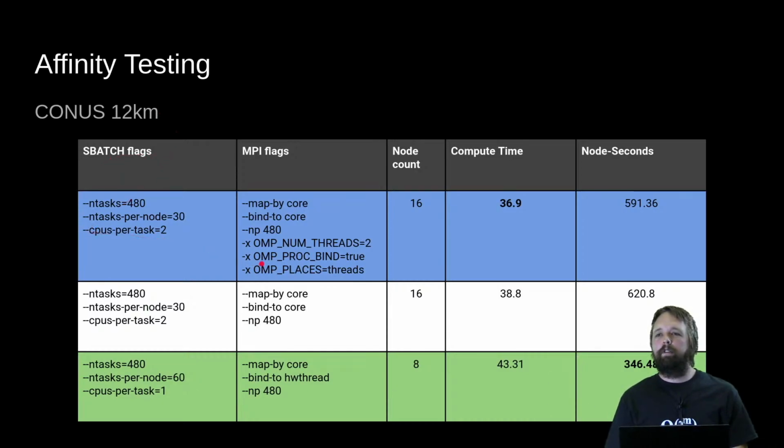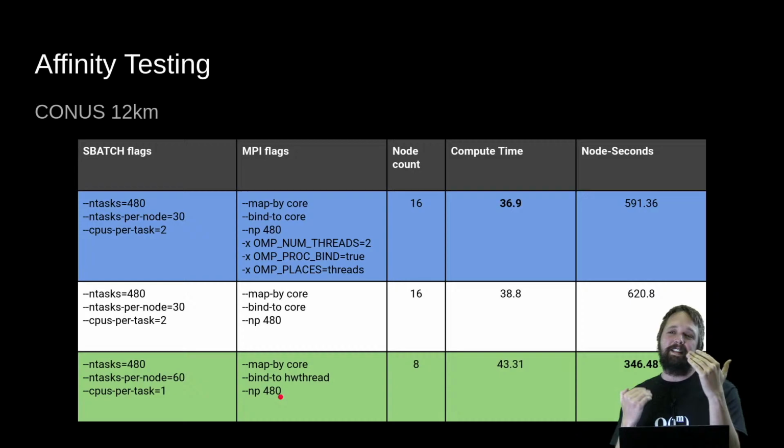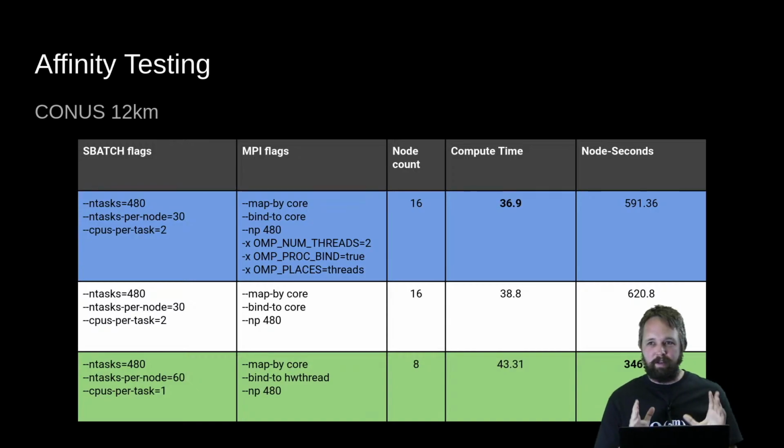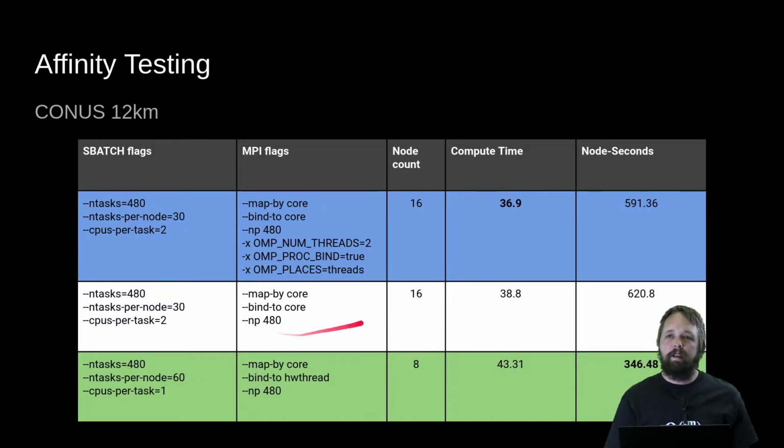Now the blue row indicates the configuration that gives us the optimal compute time, and the green is the one that gives us the optimal cost. You'll notice already that these two are not the same thing. There are a lot of reasons for this, but for CONUS 12, we have to look at this in a little bit of detail. So let's go at the top. What we found is that the optimal compute time was achieved if we build with MPI plus OpenMP.